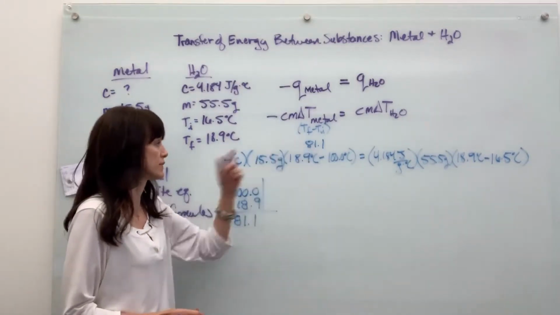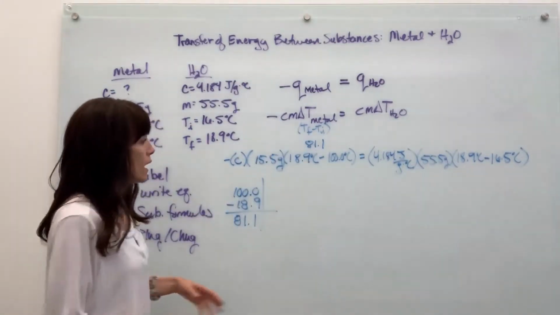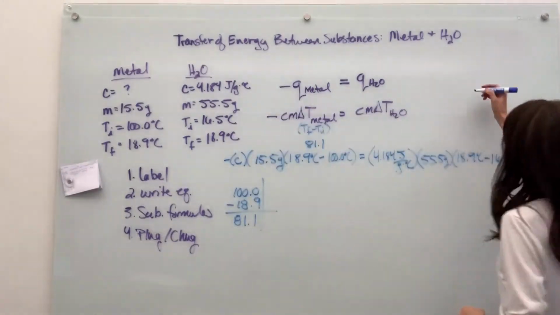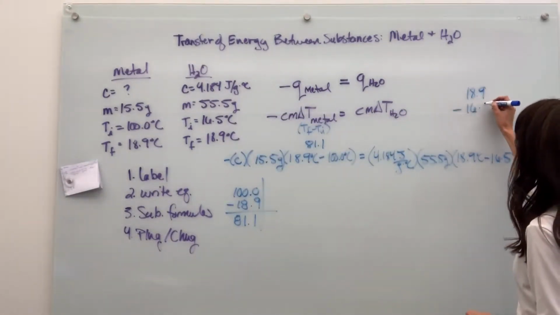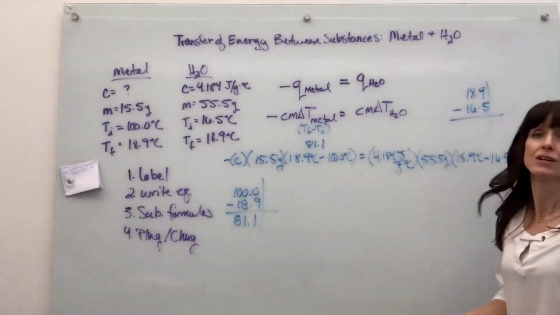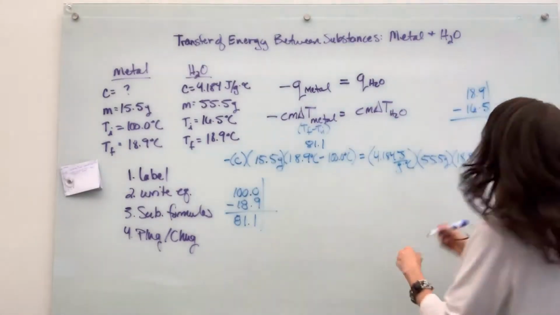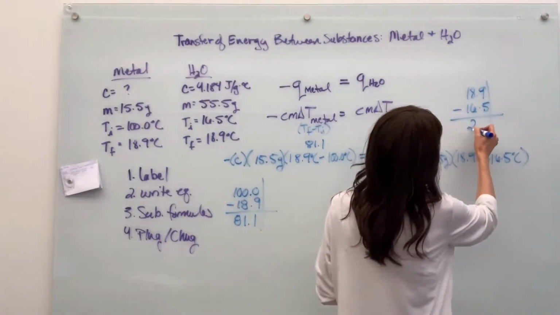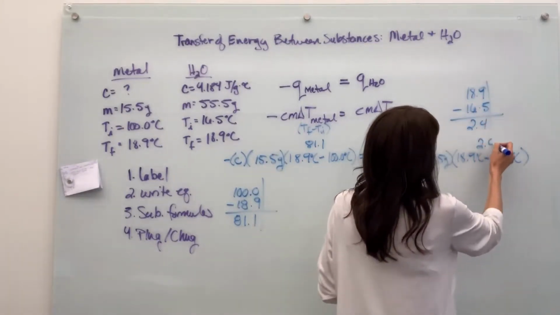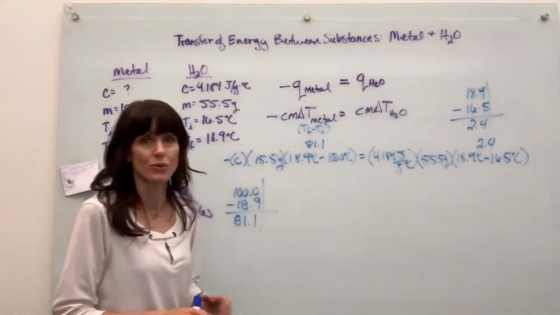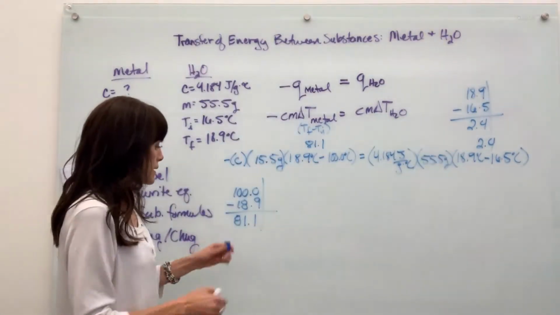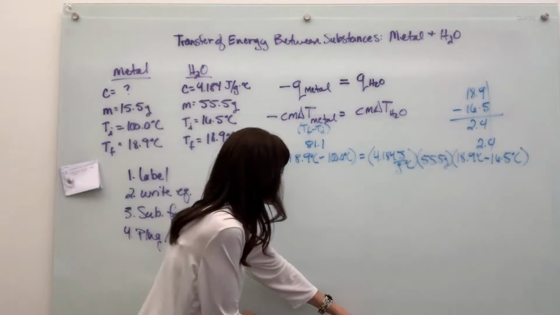So I'll have 3 sig figs times 3 sig figs. Over here, let's look at this one. We've got 18.9 minus 16.5. Again, truncate at the tens place. So we are going to have a 2.4. That's 2 sig figs. We're going to carry that forward with 2 sig figs. Now we can do the rest of the math.